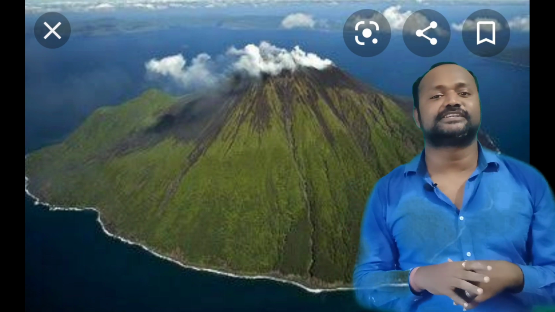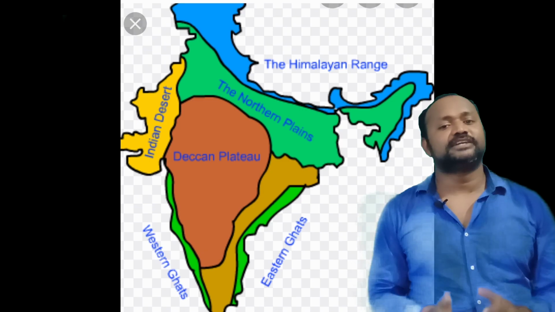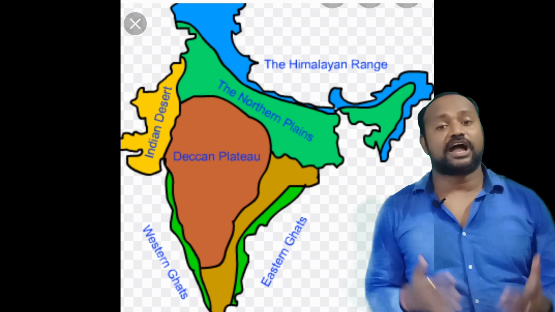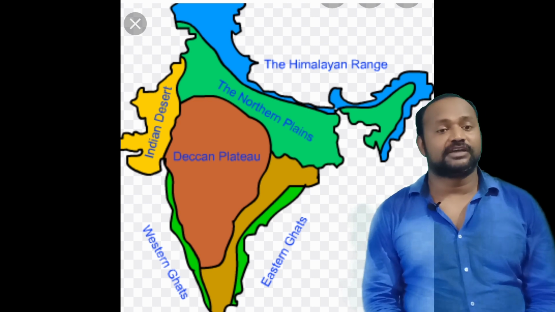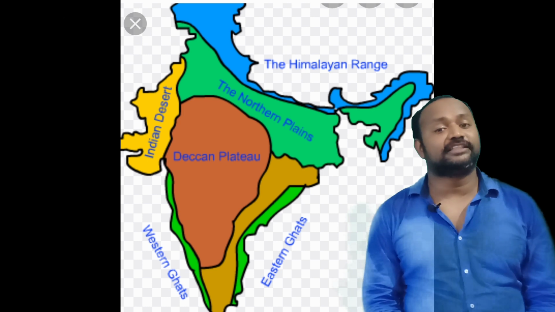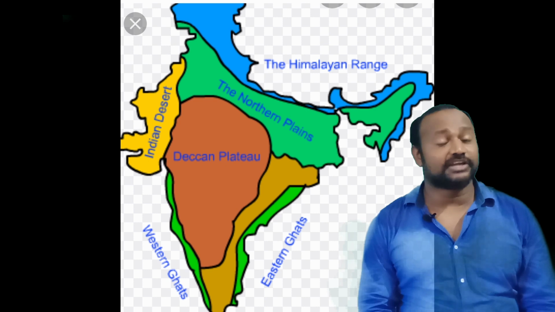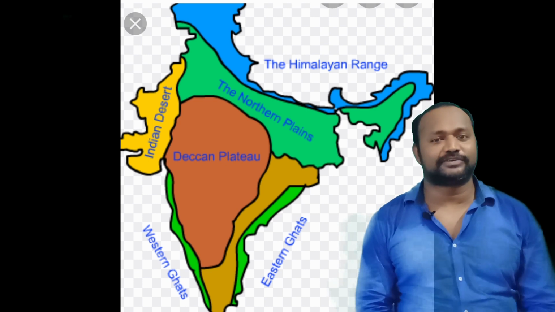Next we are going to discuss the conclusion part of this chapter. Each and every physical feature has a great importance. We discussed many physical features of India. The physical features like the mountains. Mountains are the source of perennial rivers. They also help to protect us from enemies. They have a lot of importance.